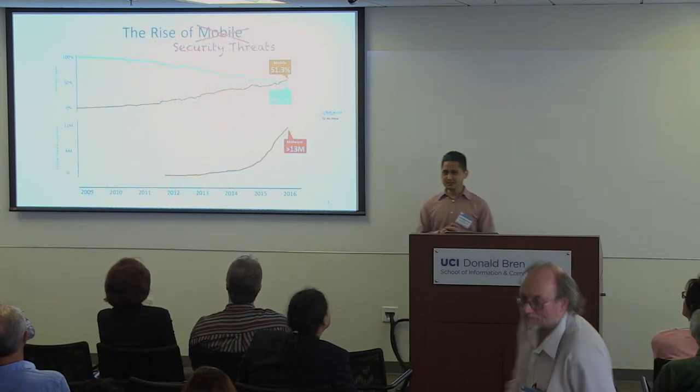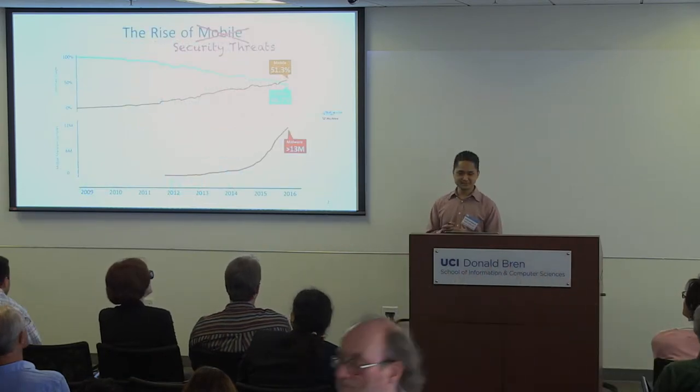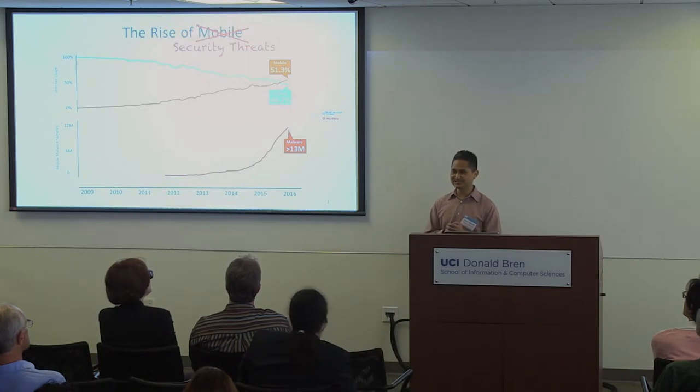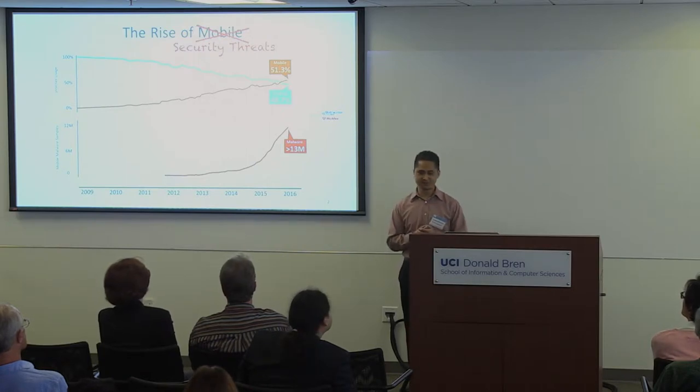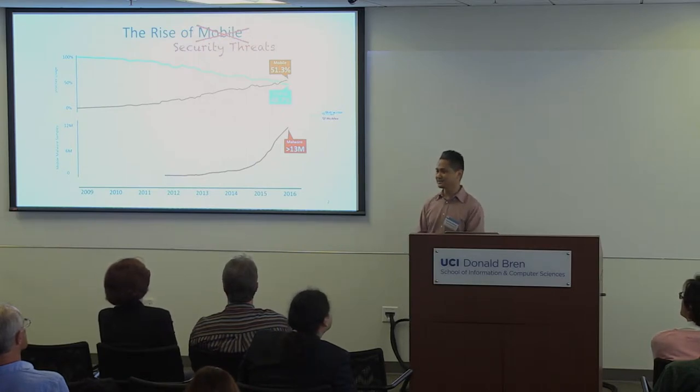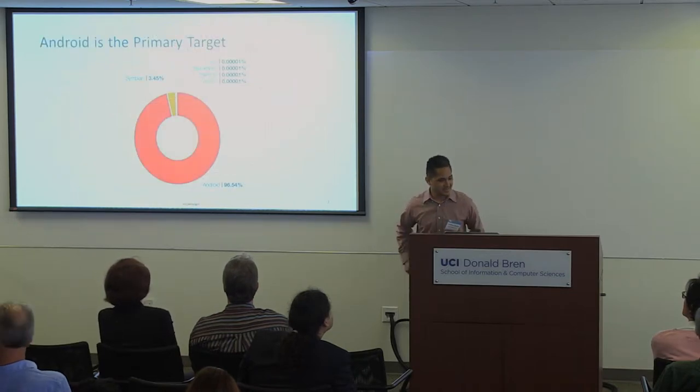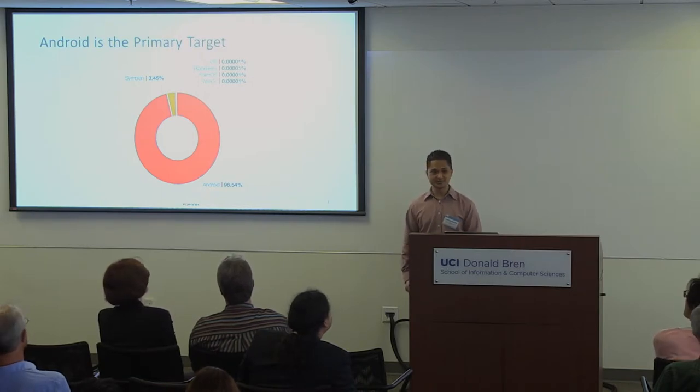So around late 2015 to early 2016, the number of mobile devices exceeded the number of desktop devices. And around the same time, there's been an explosion in the number of mobile security threats. For instance, around that time, there were over 13 million mobile malware samples. And Android is the primary target of mobile security threats. Over 96% of those attacks are geared toward Android, way more than the other platforms combined.